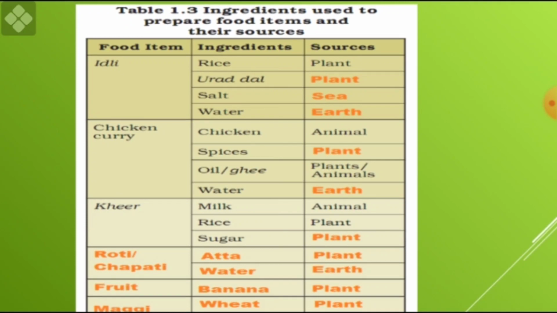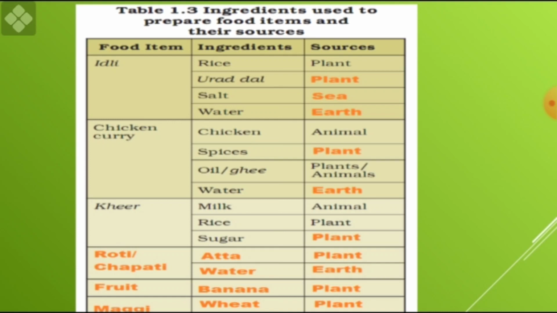Haha, all are imagining it, right? So what are the ingredients? Chicken. Chicken is an animal source. Spices, it's a plant source. Oil, we get it from plants. Ghee, we get it from animals. Water, it's from the earth.